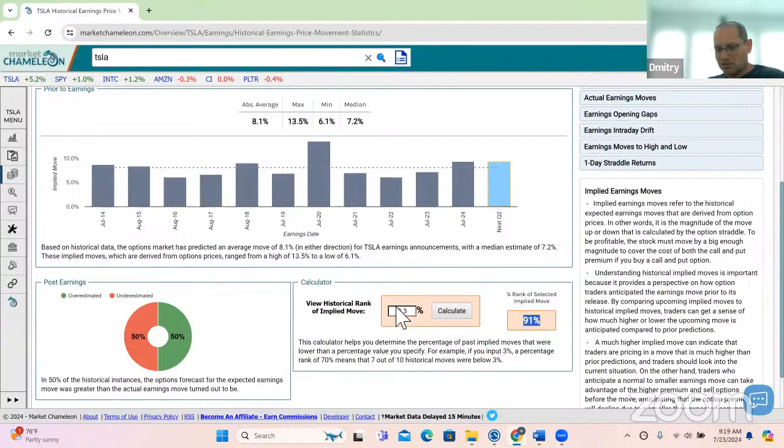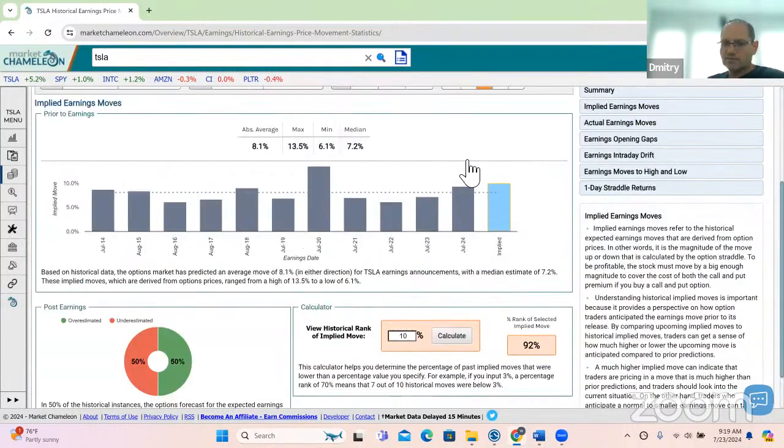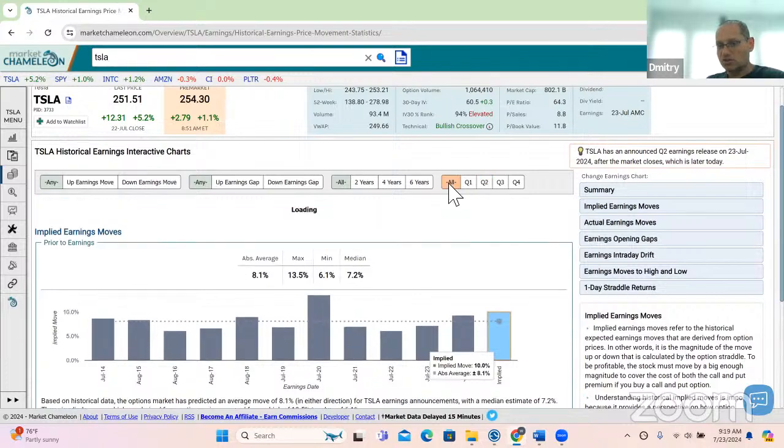And we could just put that in there ourselves and change it. Say, if by the end of the day it closes at 10%, how does that compare historically? So recalculate that. So 92% of the historical observations were below 10%, 8% were above. Let's go back to all. Let's look at all the data.